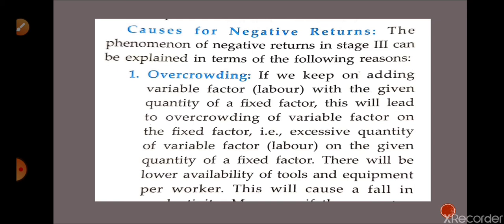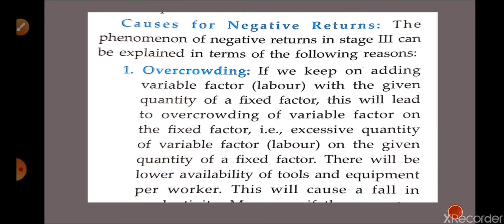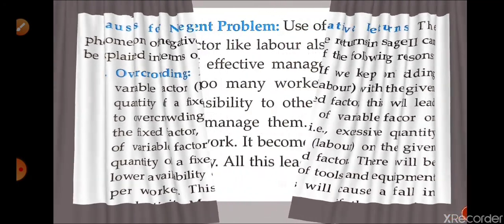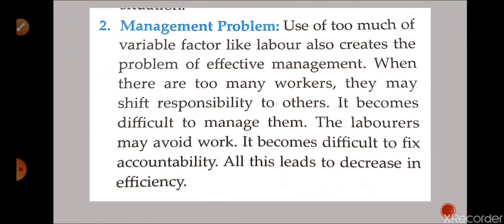While we are having overcrowding, means more and more workers are employed than the fixed factor can support, the ratio of fixed factor and variable factor is totally disturbed due to overcrowding. So this means that the capacity of production will decrease. So now we are going to discuss the last point of today's class, that is management problem.